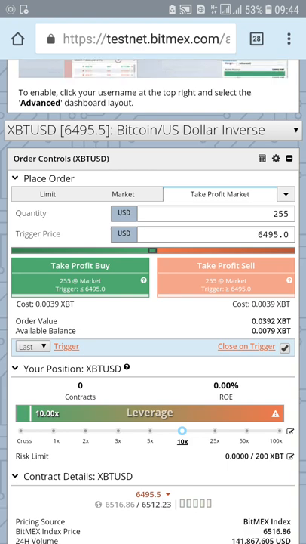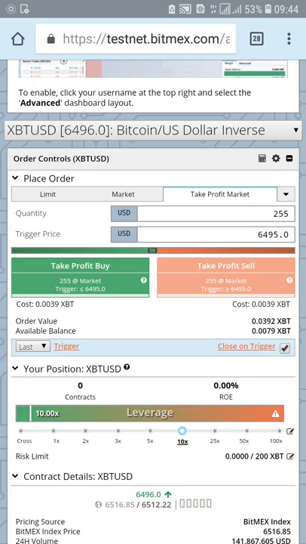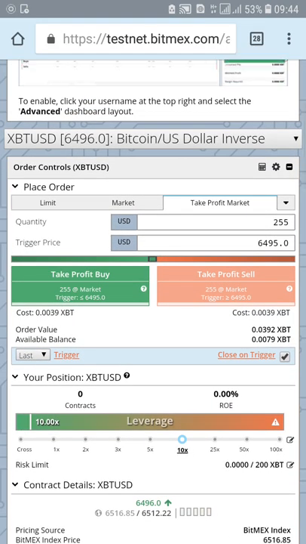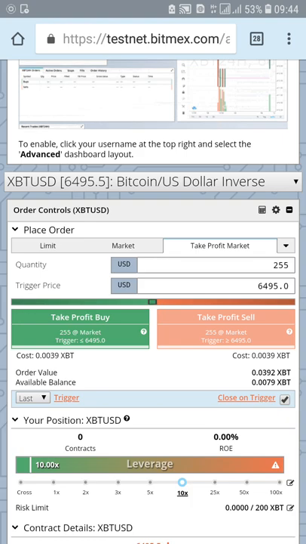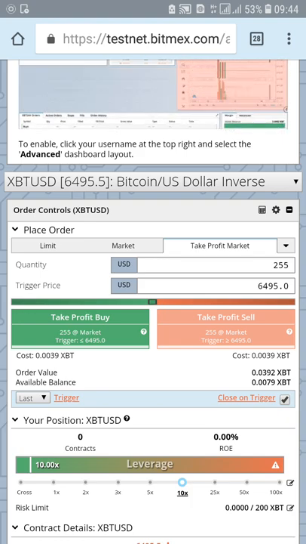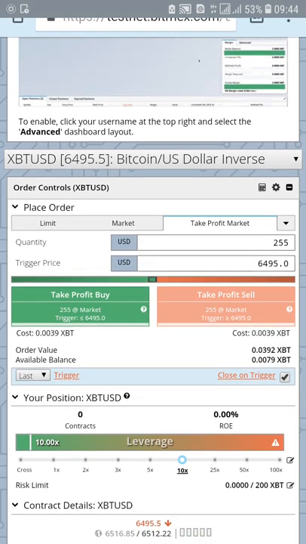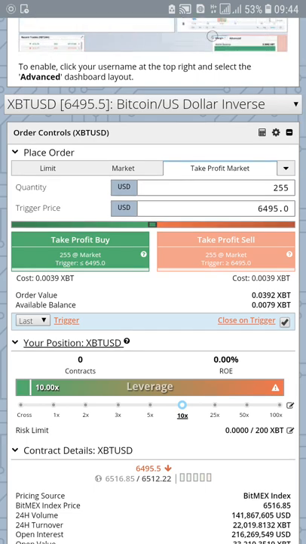Now, take profit is the opposite of stop loss. In take profit, the trade is going in your favor, and that is where you like to close your trade or take some profit. Now on Bitmex, you can set take profit and stop loss at the same time. I know on some exchanges you can't set both of them, but on Bitmex you can set take profit and you can set stop loss.